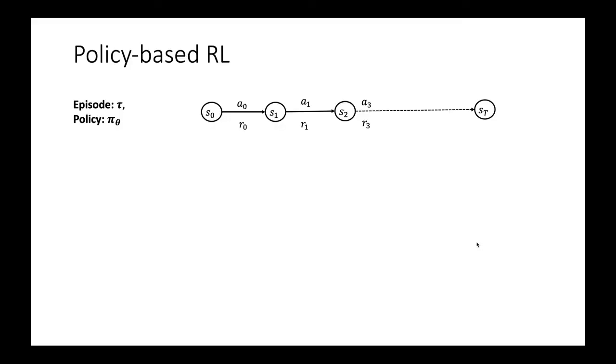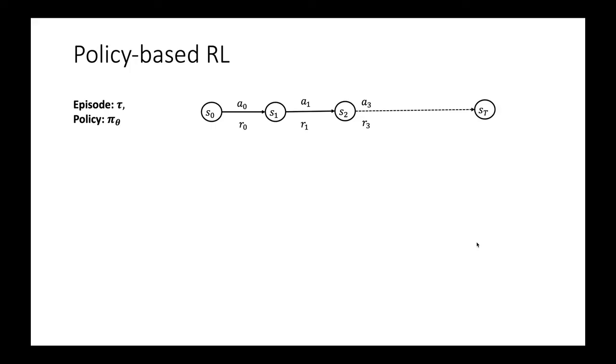So policy-based RL, as we saw in previous slides, the goal is to learn the optimal policy, and policy-based RL takes a direct approach to find the policy, as opposed to what value-based RL does, which is to find the value function and then derive the policy out of it.